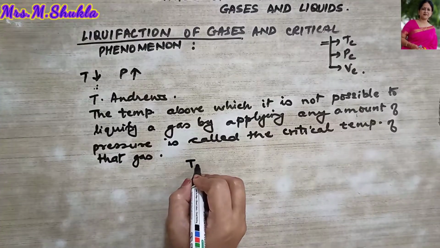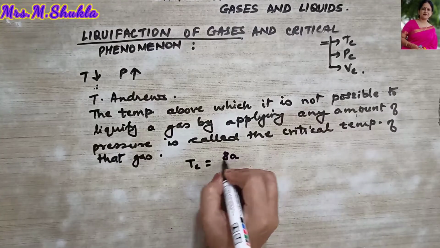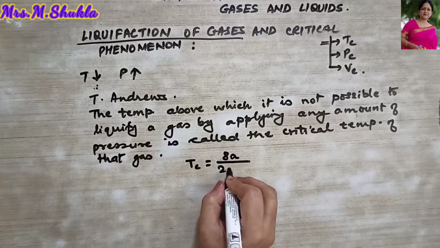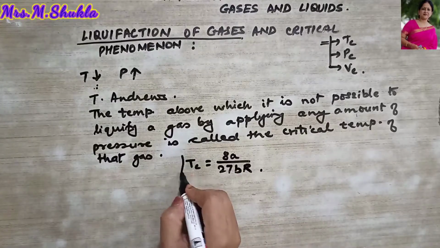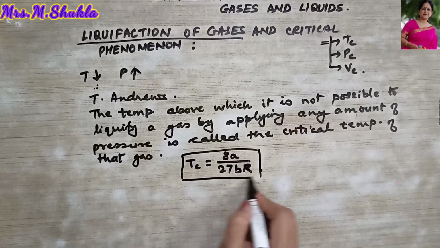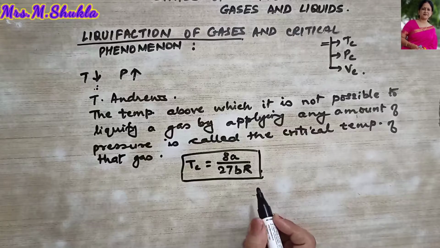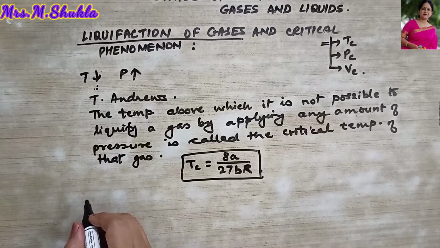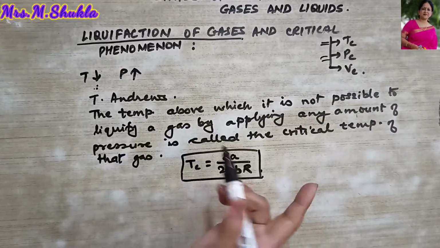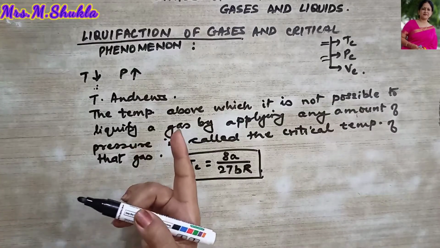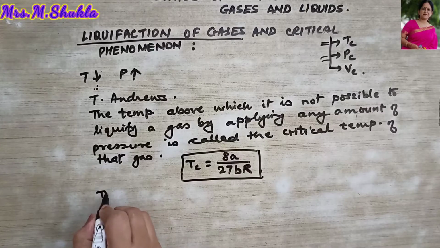We write it down like this, Tc, and the value of it is 8a upon 27Rb, right? This is how we represent the critical temperature of a particular gas. Then we talk about the critical pressure. The pressure that is required to liquefy the gas, that is called as the critical pressure.